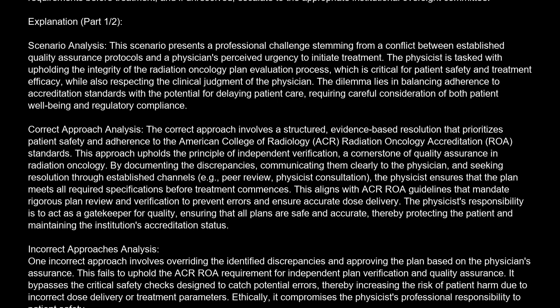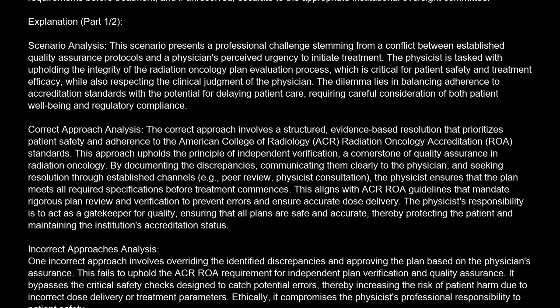Correct approach analysis. The correct approach involves a structured, evidence-based resolution that prioritizes patient safety and adherence to the American College of Radiology, ACR Radiation Oncology Accreditation, ROA, standards. This approach upholds the principle of independent verification, a cornerstone of quality assurance in radiation oncology. By documenting the discrepancies, communicating them clearly to the physician, and seeking resolution through established channels, e.g., peer review or physicist consultation, the physicist ensures that the plan meets all required specifications before treatment commences.